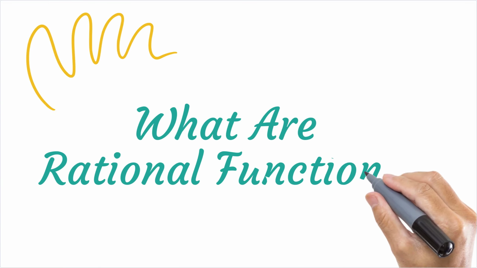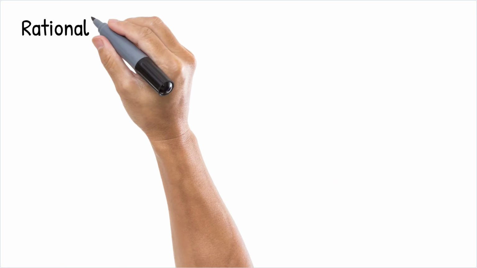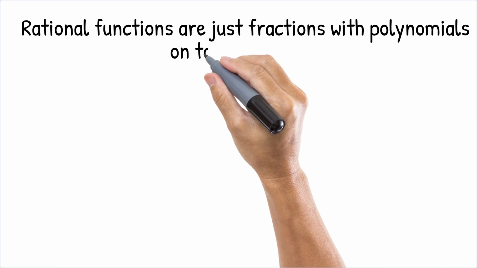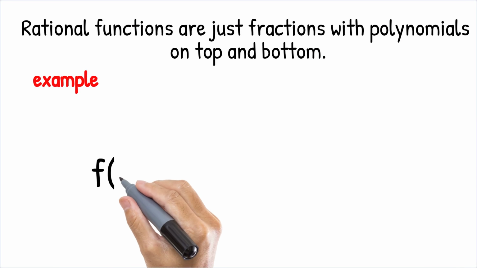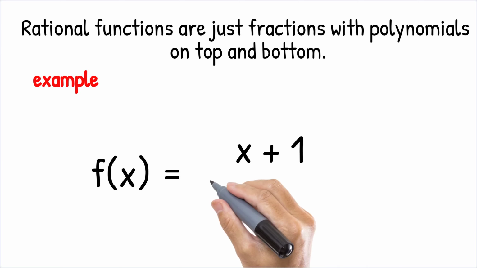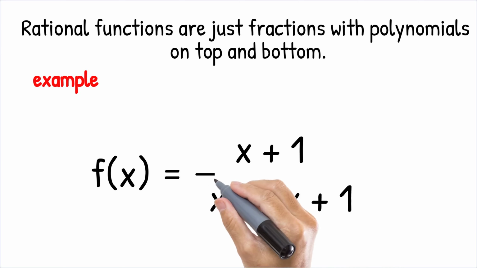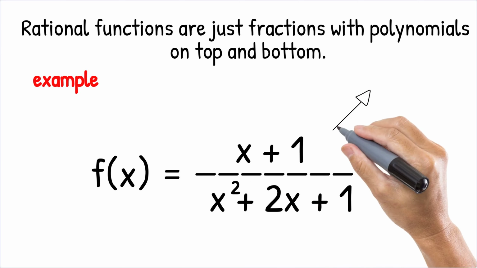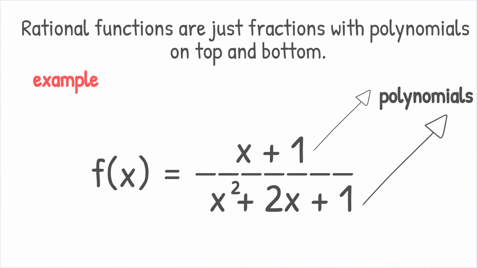What are rational functions? Rational functions are just fractions with polynomials on top and bottom. For example, f(x) = (x + 1) / (x² + 2x + 1). Here, both the numerator and denominator are polynomials.